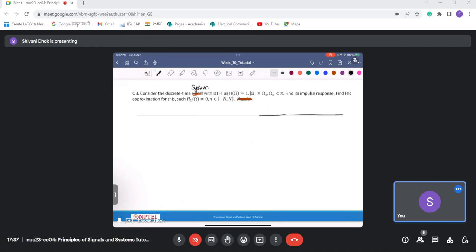So this is basically my omega axis. This is 0, this is 2 pi, this is minus 2 pi, this is minus omega c, this is omega c. Similarly I have it here. So this is something like this.